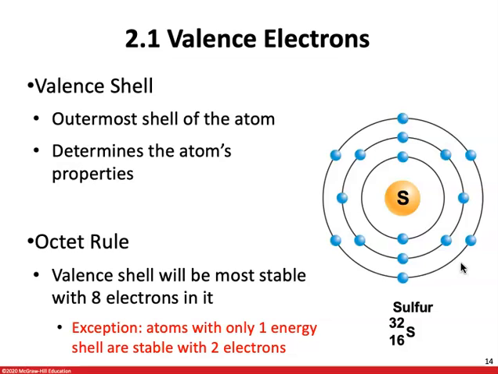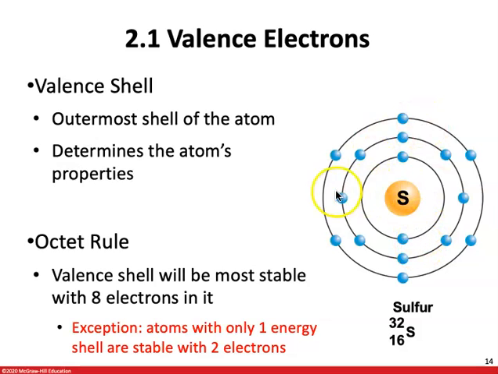So one of the things I just want to give you guys is the octet rule. The octet rule states that the valence shell will be most stable when it is full. And as we said before, the first energy shell can hold up to 2 electrons. Each energy shell after that can hold up to 8 electrons.